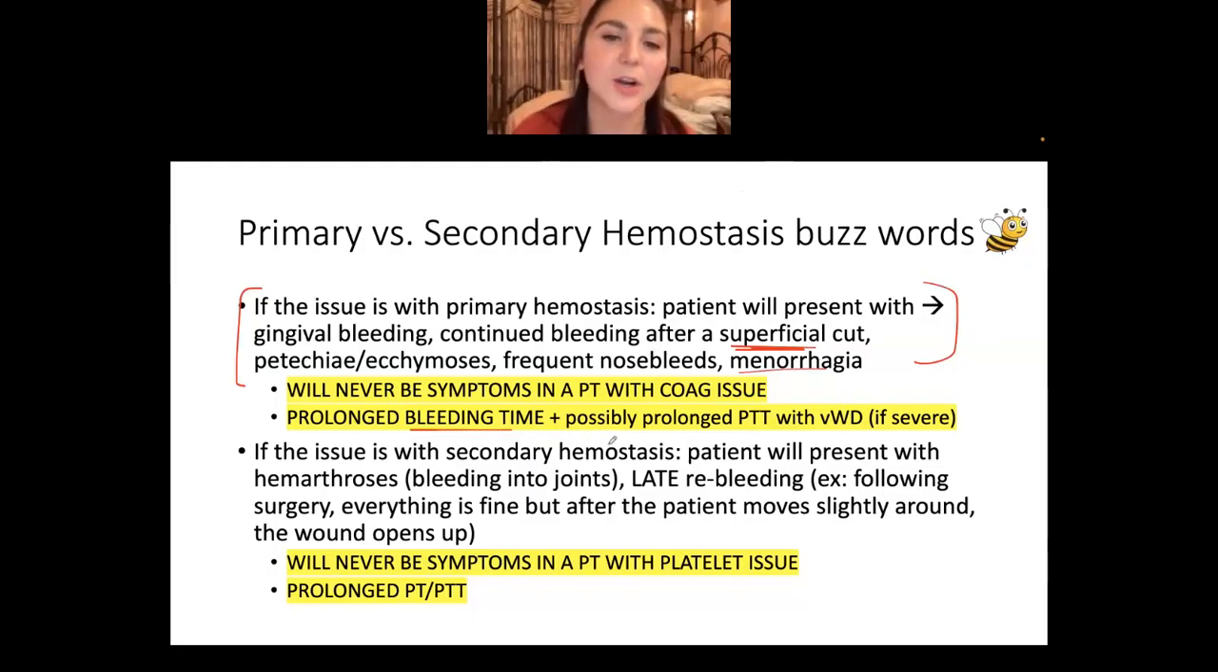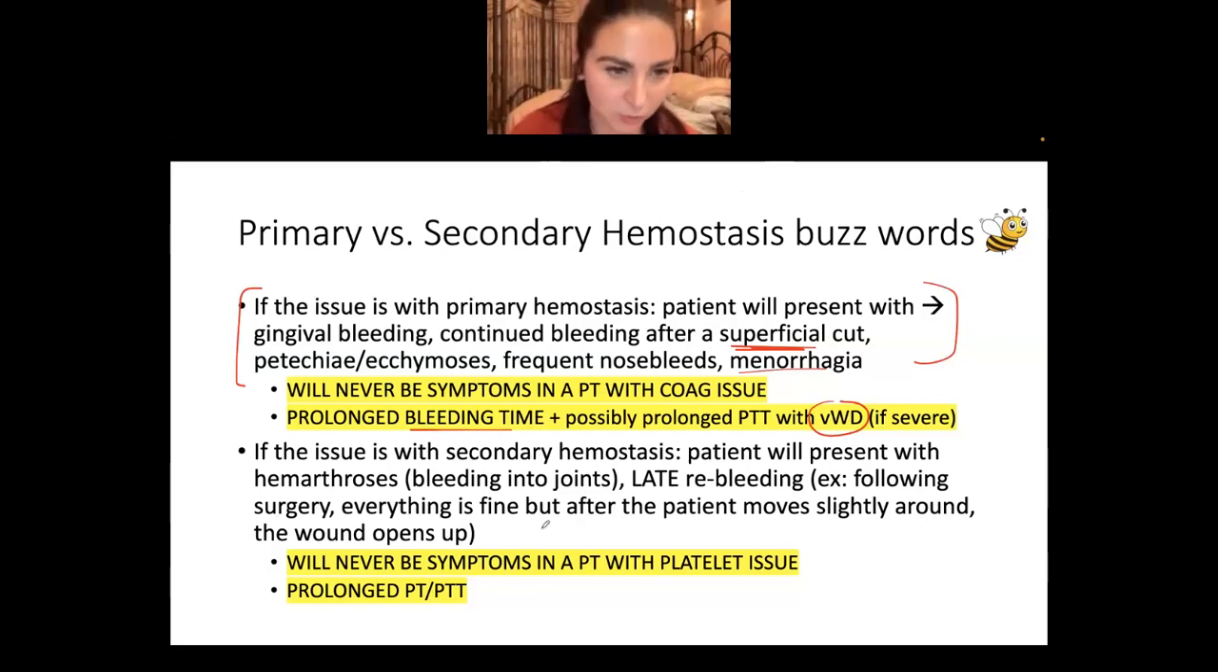And like I said, you could also see a prolonged PTT. So don't get got with that. A lot of the time it has to do with whether the patient has von Willebrand disease, and not all the time with von Willebrand disease. It's like severe von Willebrand. So it's kind of hard. Sometimes you'll be doing von Willebrand disease questions and the PTT's fine. But then the next question, it's von Willebrand disease and the PTT is prolonged. It just depends on the severity.